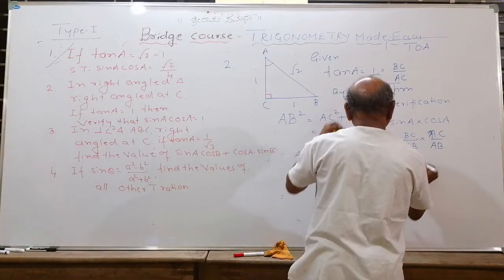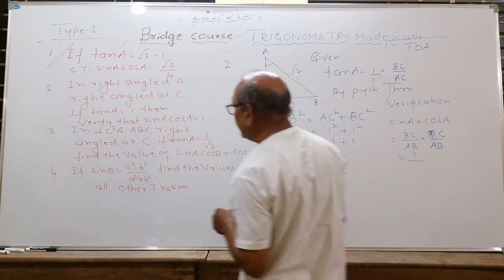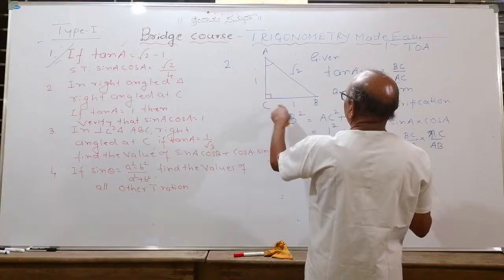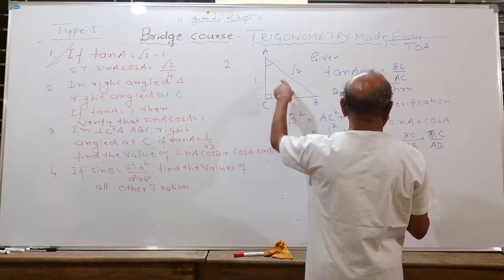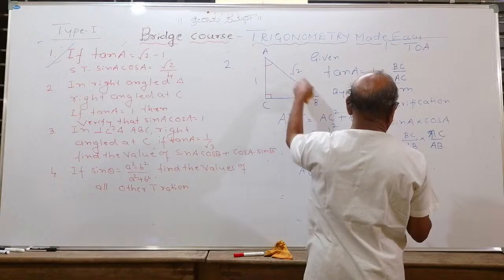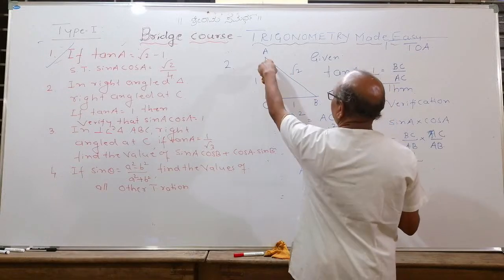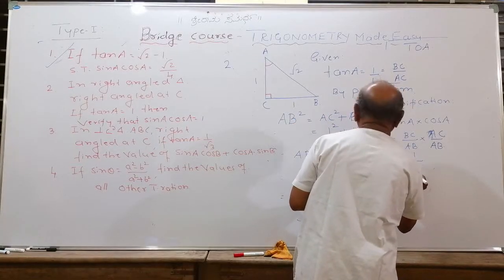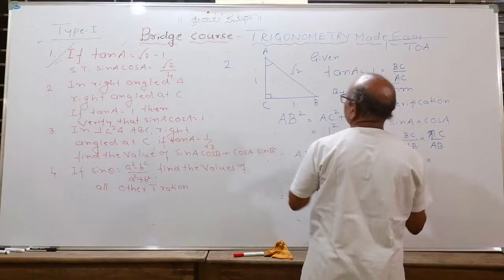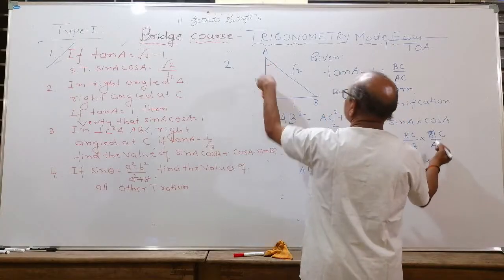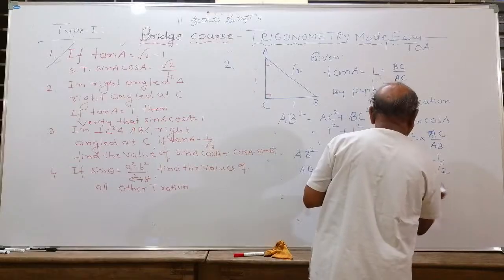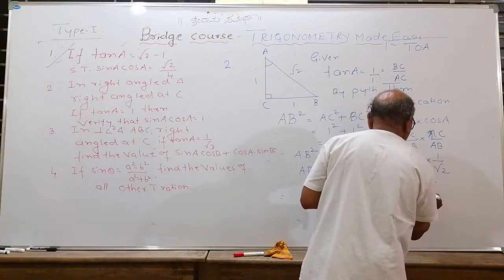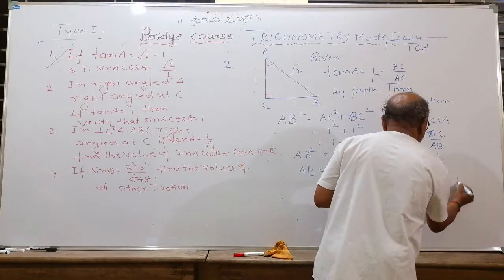BC is 1. Is it plus or into? Sin A into cos A is equal to 1. Let us check. What is sin A? Opposite BC upon hypotenuse AB. Cos A, adjacent is AC, hypotenuse is AB. So 1 upon root 2 into what? AC is also 1 upon root 2. You get 1 upon root 2 into 1 upon root 2, which is 1 by 2. Root 2 into root 2 is root 2 squared, so you will get 1 by 2.